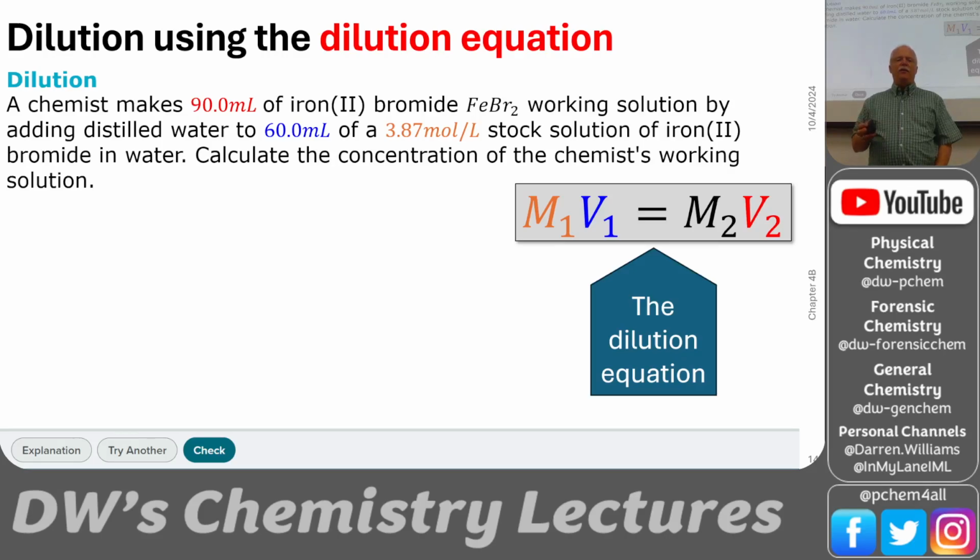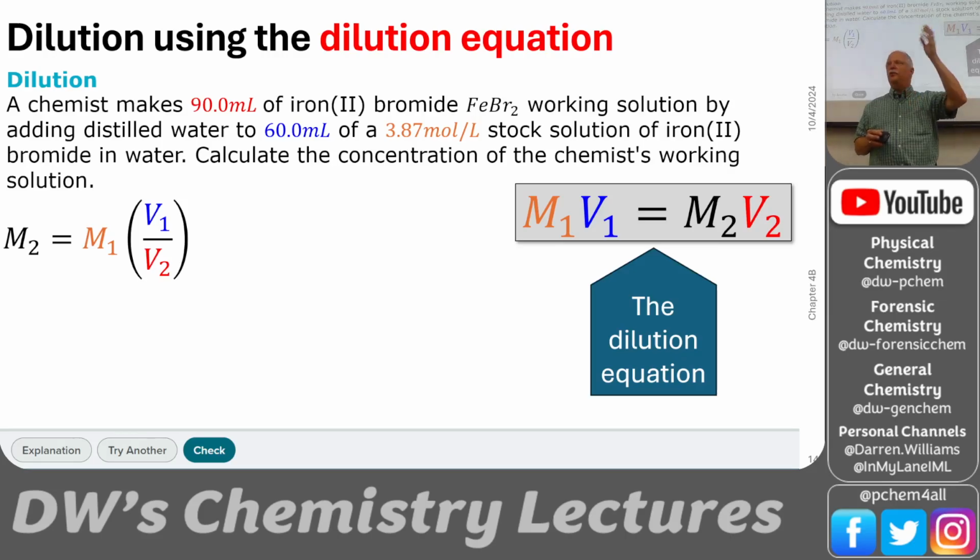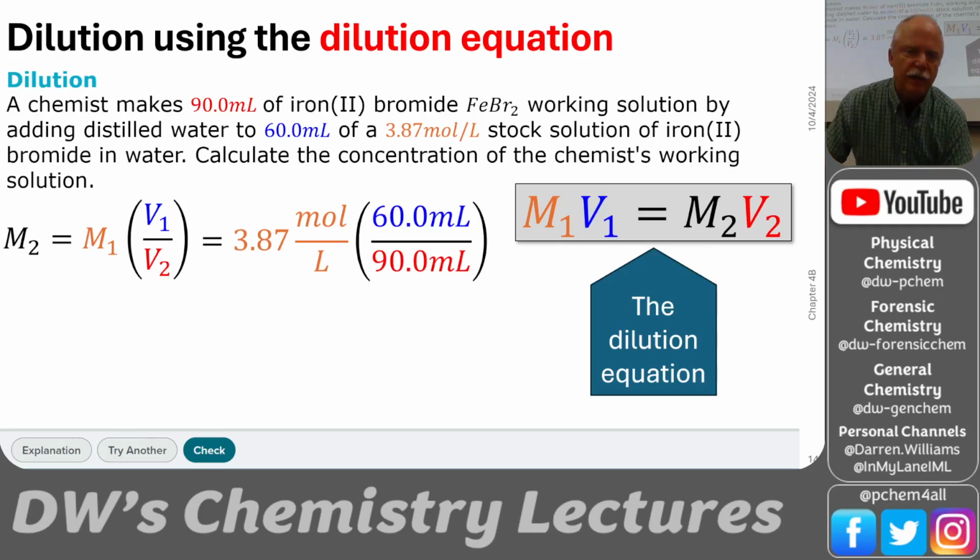And so all we need to do is solve for the concentration. When we're looking at this, it's calculate the concentration of the working solution. So that'll be M2. So we just solve for M2. M2 is equal to M1 times the ratio of the volumes. And so then we've got to go to the problem and see what the V1 and the V2 and the M1 are. Okay. And so the orange and the blue, that's M1 and V1, and then the red is the V2. So we can put those numbers in.